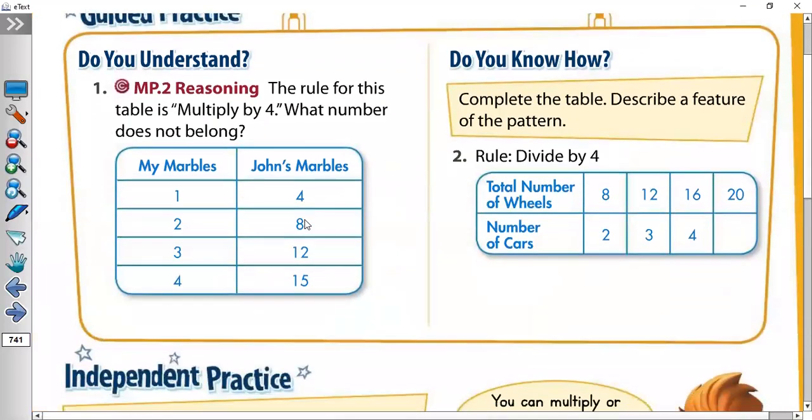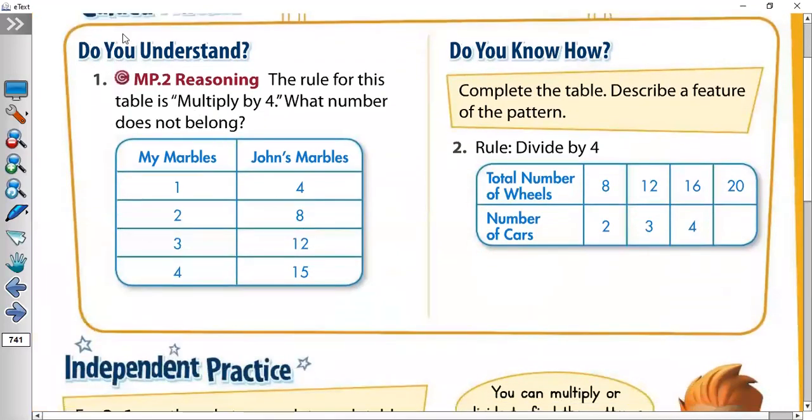Here, number 1. The rule for this table is multiply by 4. What number doesn't belong? Let's check. My marbles, John's marbles. Let's check multiply by 4 according to our rule. 1 times 4 is 4. It's right.